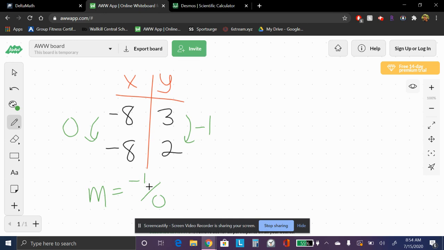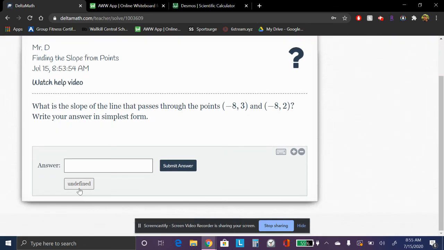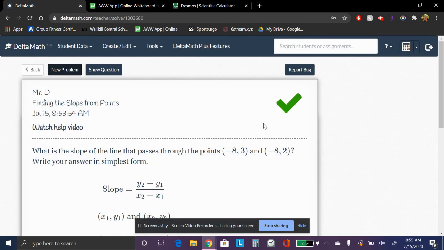But you remember in math, you can't divide by 0. So when you can't divide by 0, then the answer is undefined. So when the change in x is 0, it's always going to be undefined. There we go. Submit it. Bam.